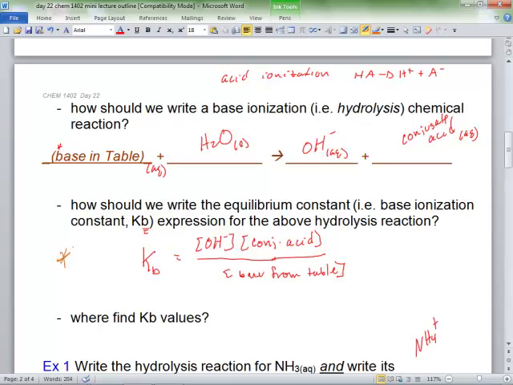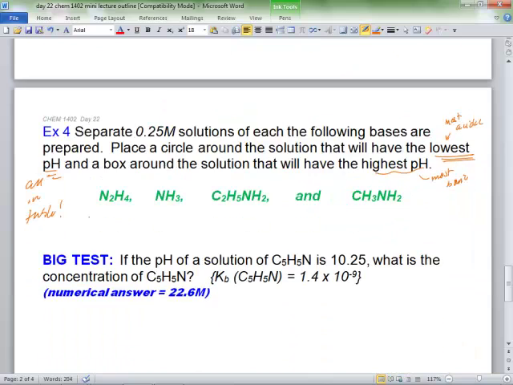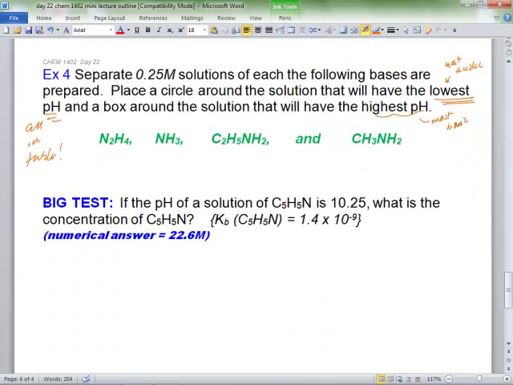If there's a really big KB, if one KB is bigger than the other KB, that's bigger KBs, stronger base, because more hydroxide. So that's all you do, is list these bases, right? Maybe scribble their KB under each one, and then find out the one that's the most basic, and he gets the box, and the one that's least basic, he gets the circle. Right?